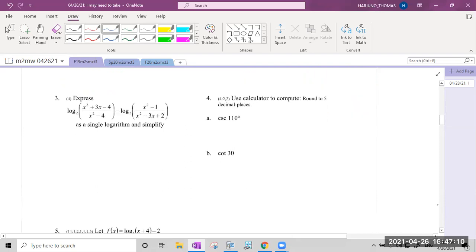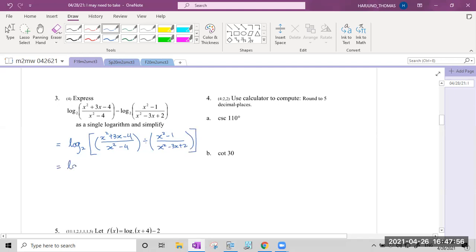Number 3, express this difference of logs as a single log and simplify. This is a difference of logs. So if we have a difference of logs put together, it becomes a log, in this case base 2. Difference of logs becomes log of a quotient, right? Log of the quotient: x squared plus 3x minus 4 over x squared minus 4, divided by x squared minus 1 over x squared minus 3x plus 2.